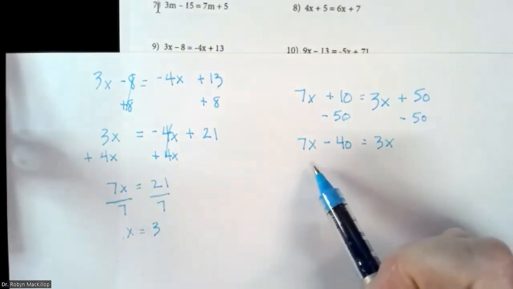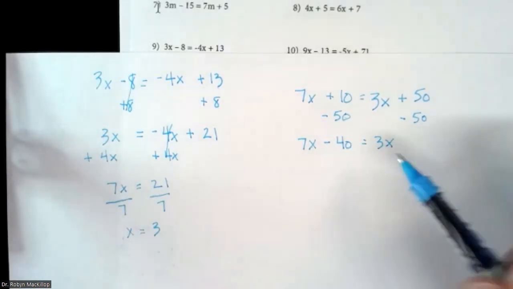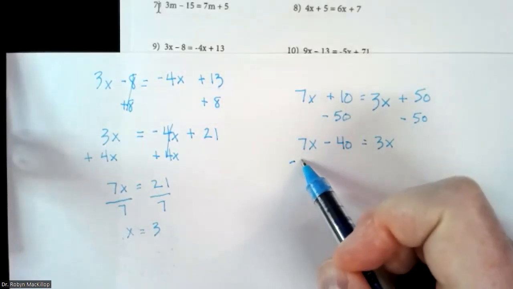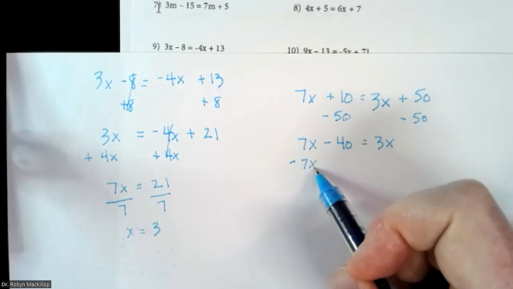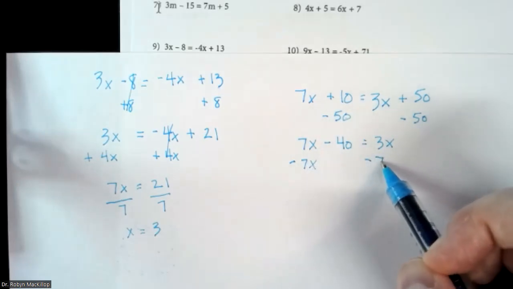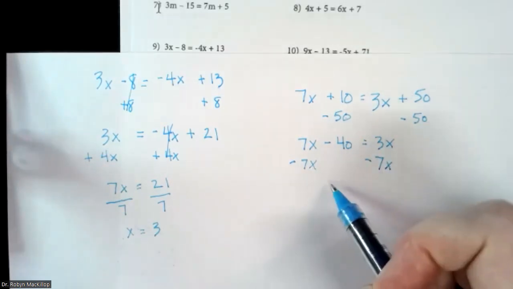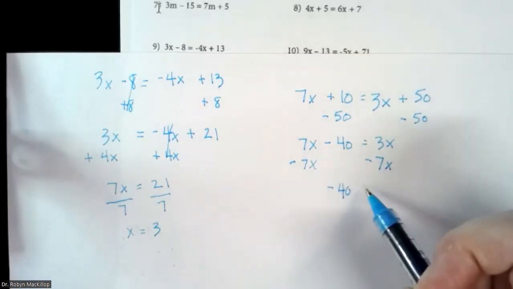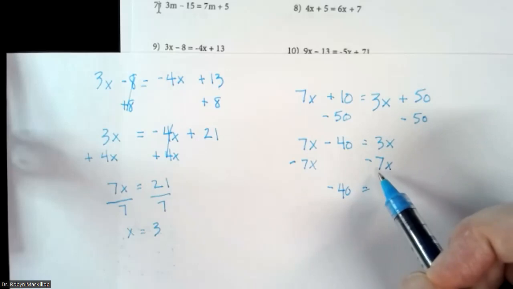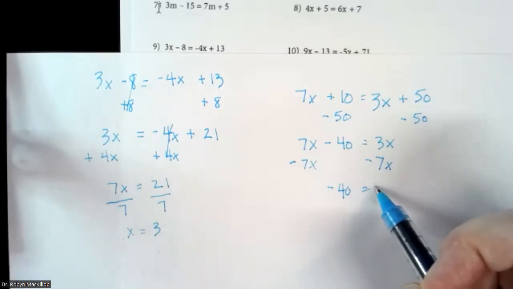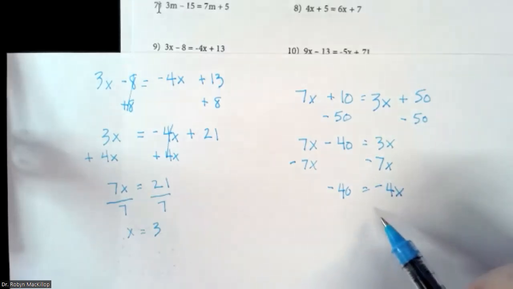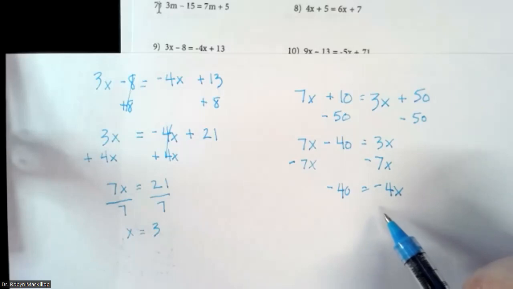Now we have to get rid of the 7x, because if we got rid of 3x, we don't have an equation. Negative 7. So that leaves us with negative 40, because that side's zeroed out. And that will be 3x plus negative 7x will be negative 4x. Now, again, it looks a little more familiar.